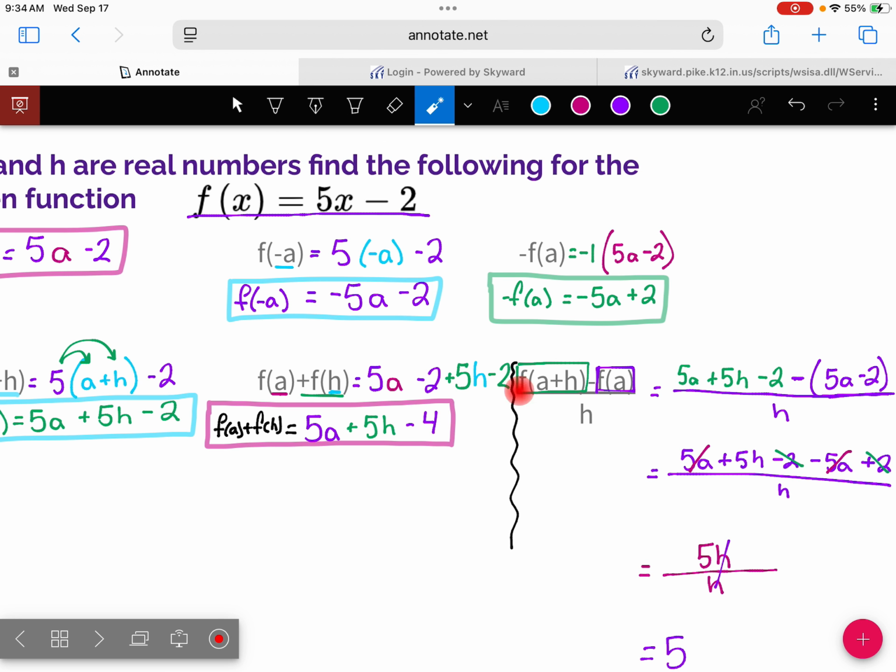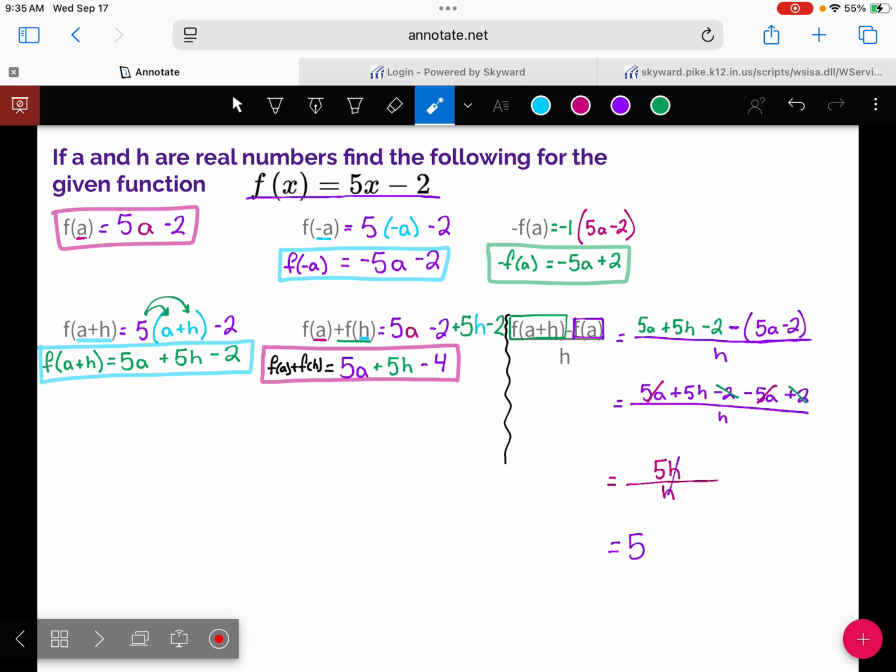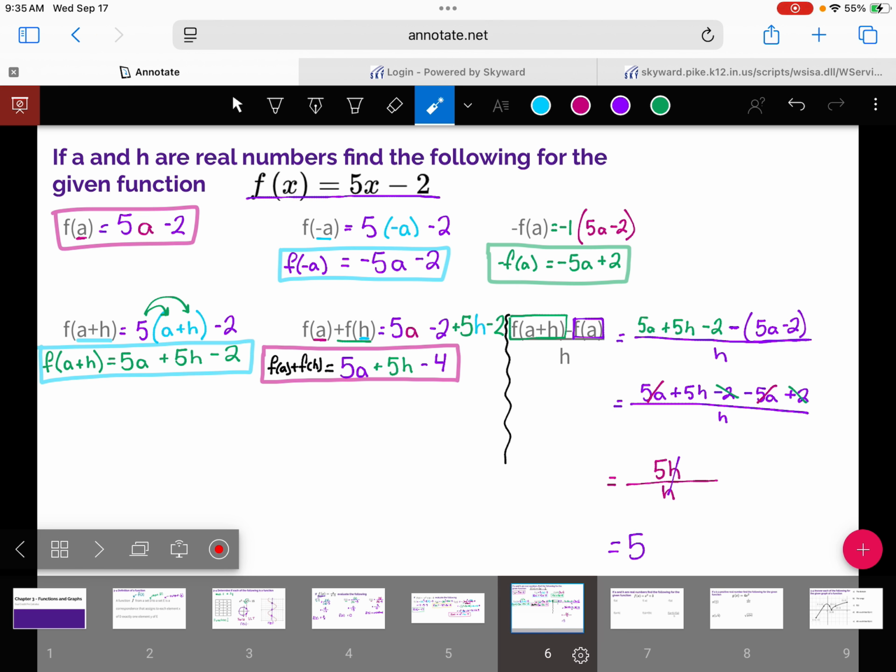This fraction thing, we will see several times this same exact pattern. It has a special name. It's called the difference quotient. We will talk about that more in detail later. Well, let's practice another one of these.